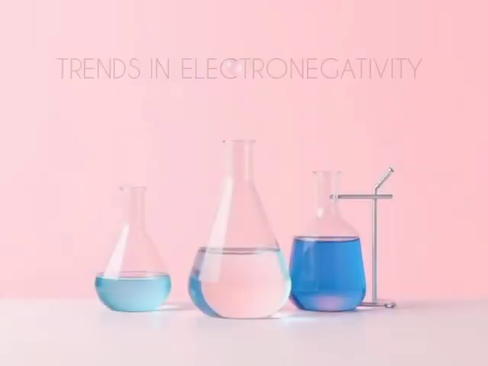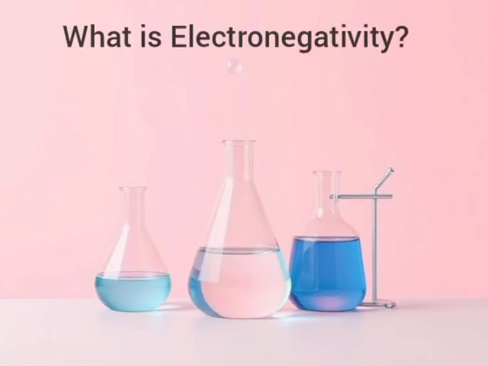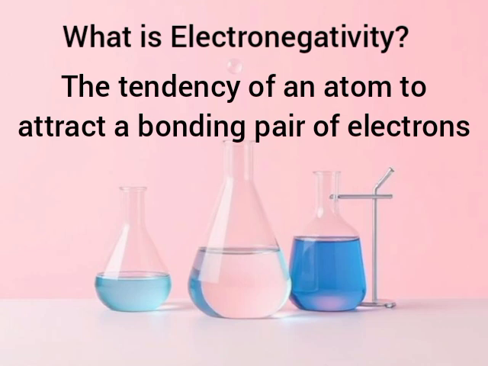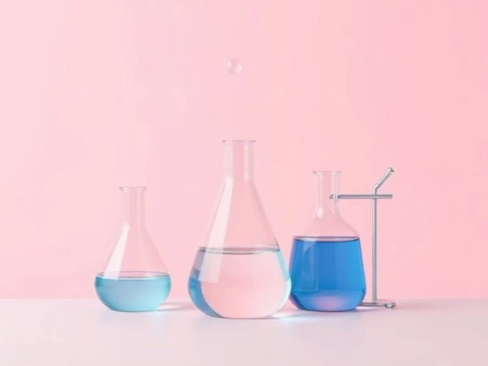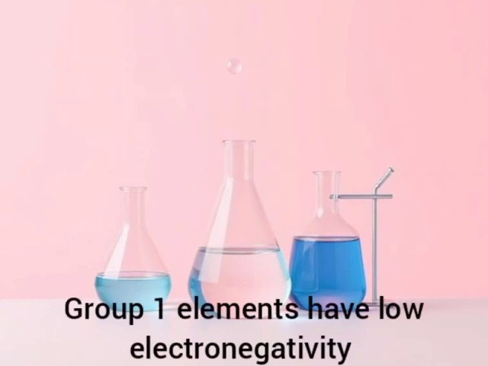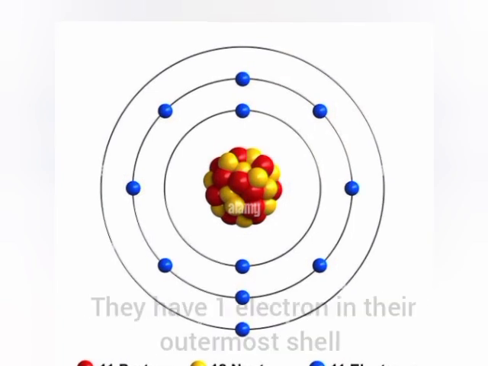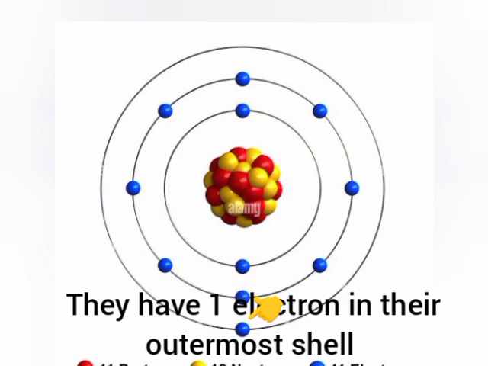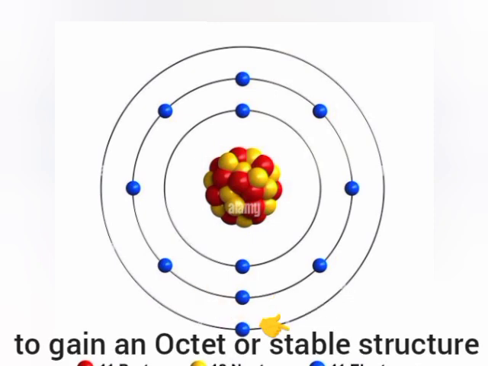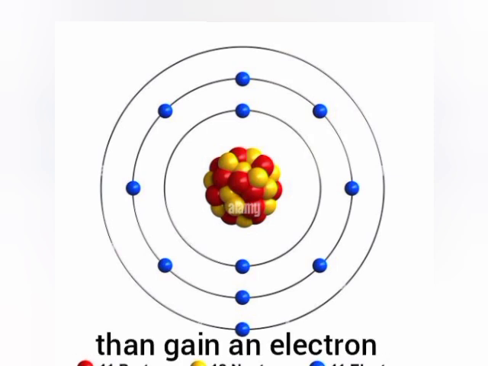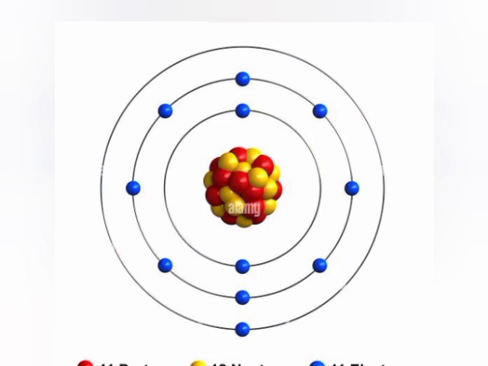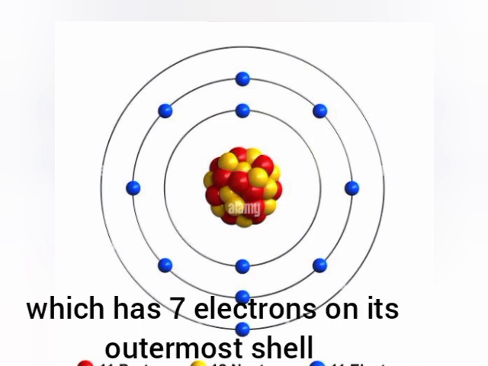Next is trends in electronegativity. What is electronegativity? It is a measure of the tendency of an atom to attract a bonding pair of electrons. Generally, group 1 elements are known to have a low electronegativity, and this is because in the outermost shell they have just one electron and would rather lose that electron to gain an octet or stable structure than gain an electron as elements such as fluorine, which has 7 electrons on its outermost shell.